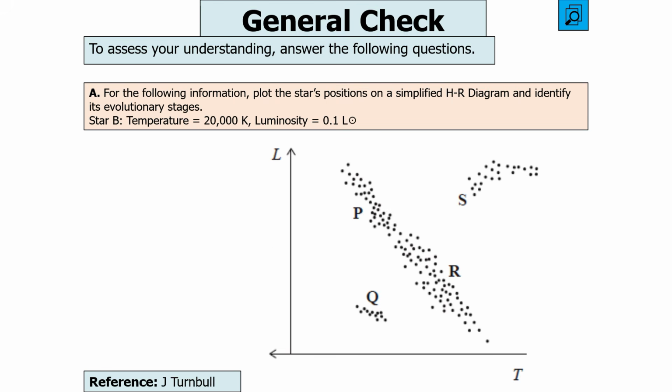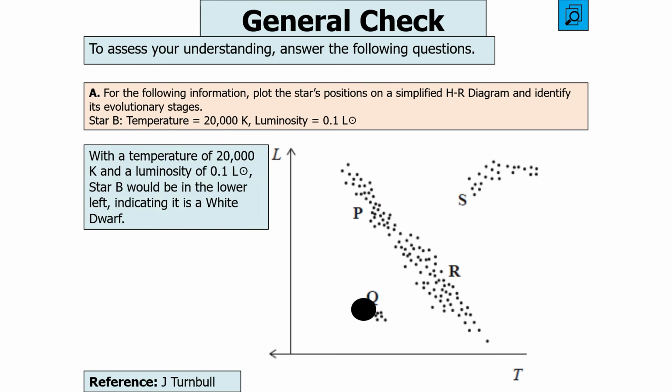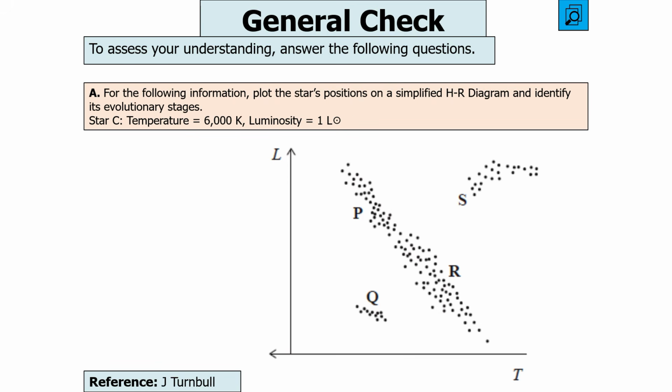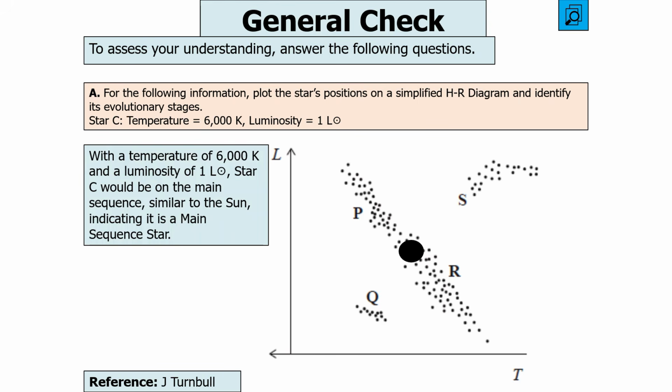Star B has a temperature of 20,000 Kelvin and a luminosity of 0.1 that of the Sun. This will be found here. With these factors, it will be in the lower left, indicating it's a white dwarf. Star C has a temperature of 6,000 Kelvin and a luminosity 1 times that of the Sun, so it will be found round here. So it will be very similar to the Sun. It will be on the main sequence, so it's a main sequence star.